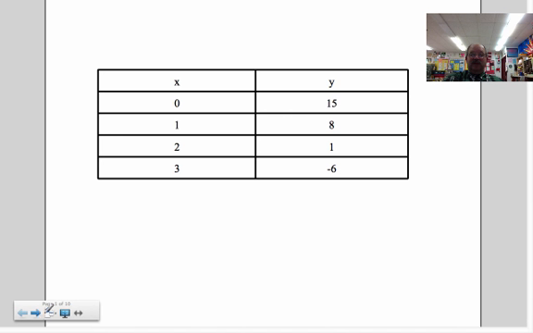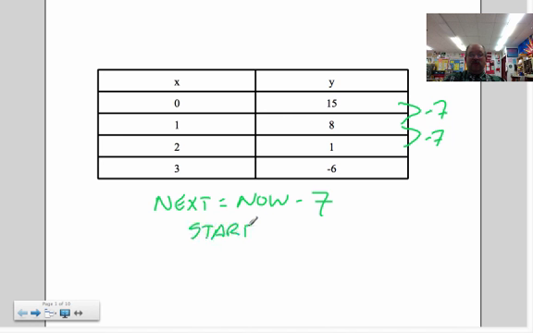So what's going on here? Oh, looks like we're doing a little subtraction, maybe? Subtracting 7. Subtracting 7. No big deal. Okay, next equals now minus 7. I'm going quick because I think you've got it. If you aren't quite there, then probably slow down and stop and figure out, like, oh, what is he doing? Or ask the questions. Next equals now minus 7.